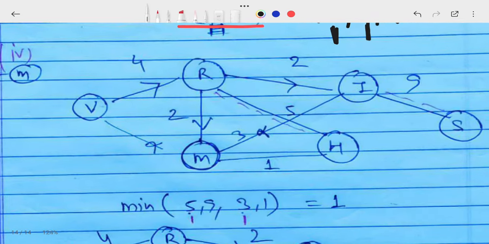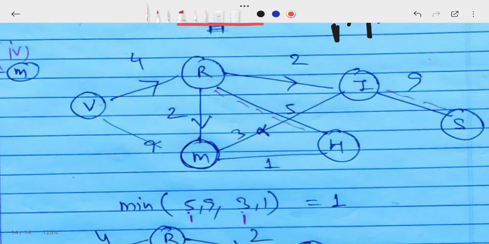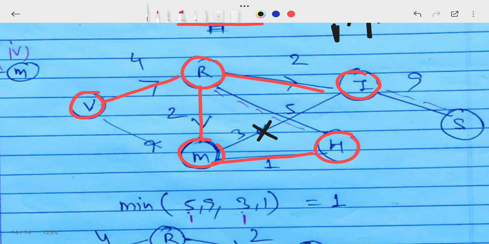So what is the meaning of this? Now see here. I went from here to here, then from here to here, then from here to here. Okay, now I will go from here to here. So what is the meaning of this? This place I cannot go, this place I cannot go, otherwise it will make a circuit. Now I am here. I am at H.